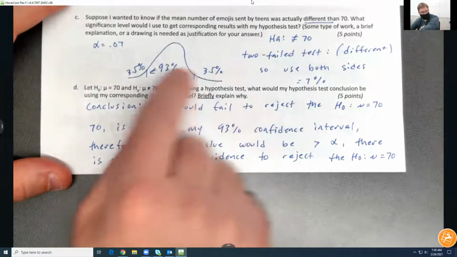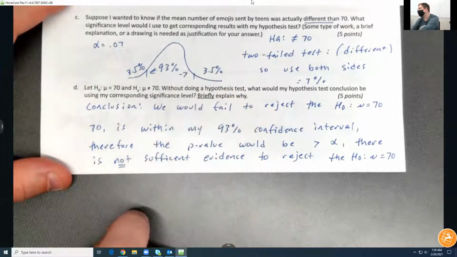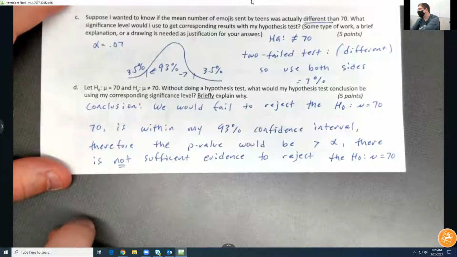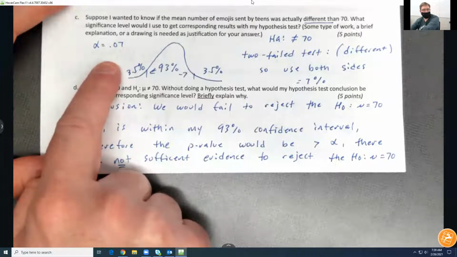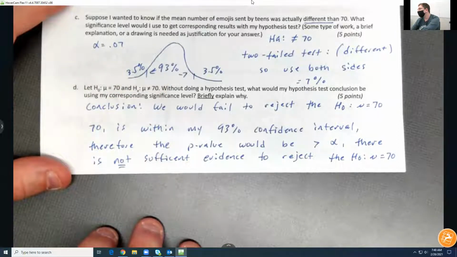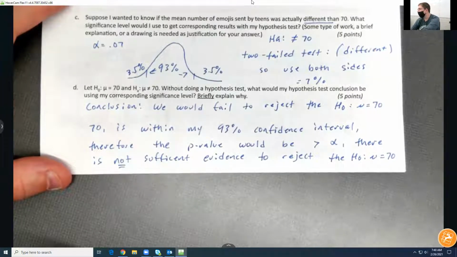Because this is probably more like what your multiple choice questions will be on your exam. Like I might ask Michael, what would my alpha be if I'm using a 93% confidence interval and I'm doing less than? So Michael would have to know, oh, that's a one-tailed test with 3.5% of the area left over. Alpha would be 0.035.